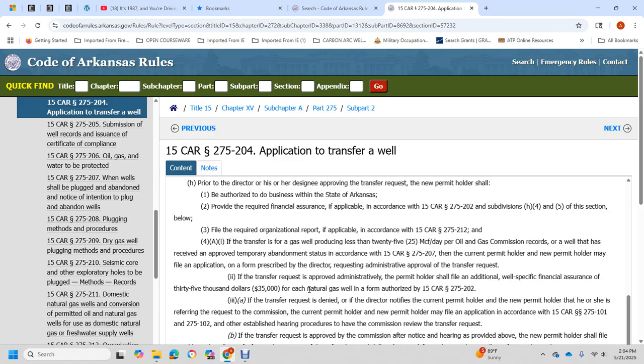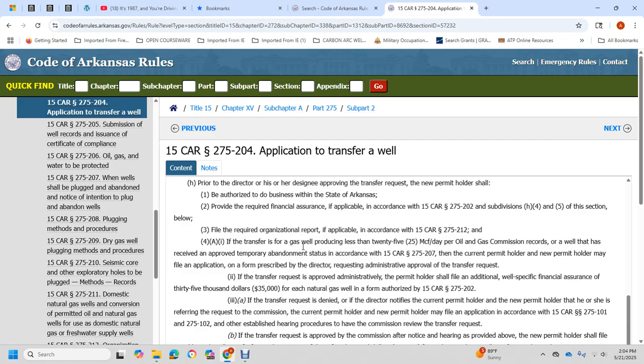For the transfer of a gas well producing less than 25 MCF a day per Oil and Gas Commission records, where the receiver has approved the temporary abandonment status under Title 15 Code of Arkansas Rule 275-207, the current permit holder or the new permit holder shall file an application on the form prescribed by the director requesting the approval of the transfer. The request requires approval of the permit holder's petition with well-specific financial assurance of $35,000 for each natural gas well, in accordance with Title 15 Code of Arkansas Rule 275-202.